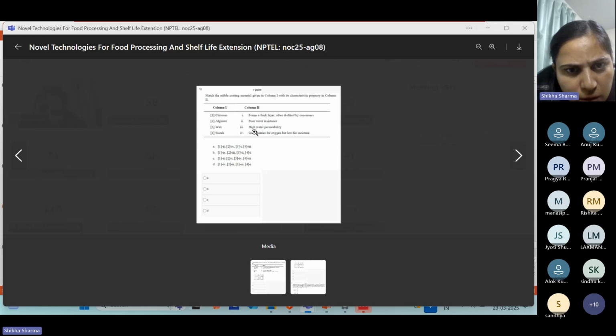Match the edible coating materials given here with the characteristic: chitosan, wax, starch, alginate; high water permeability, poor water resistance, good barrier for oxygen but low for. This question is possible to answer actually. If you see, wax coating mostly forms a thick layer, and people will not like to have wax.